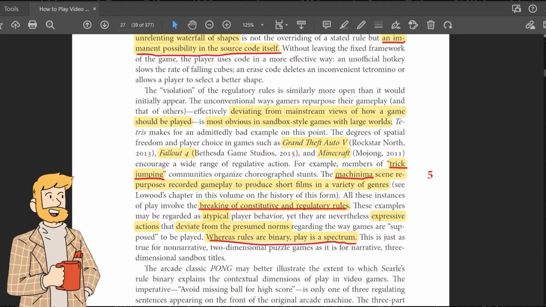Anyway, I hope you enjoyed this reading. I hope it helped you think differently about games and play, and I hope that it inspired you to read this chapter yourself and to see what you can find in it.